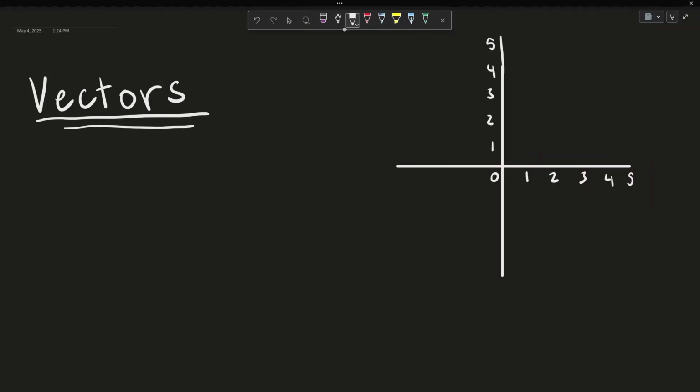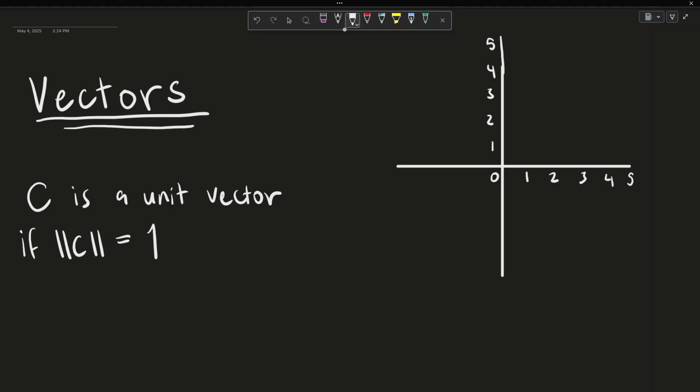Finally, we'll talk about the concept of a unit vector. So the unit vector is any vector. Let's create a new vector and let's call it C. The unit vector is any vector where the magnitude is equal to 1. So C is a unit vector when the magnitude of C is equal to 1.